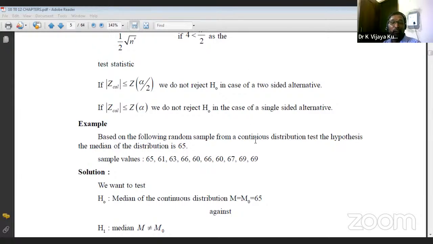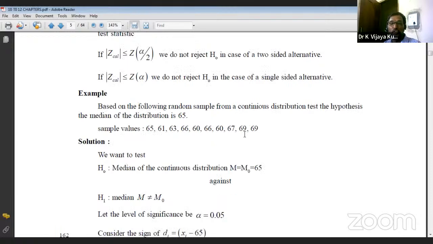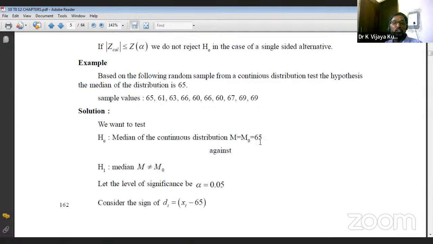Based on the following random sample from a continuous distribution, test the hypothesis that the median of the distribution is 65. The numbers here are 65, 61, 63, 60. So we want to test the median of the continuous distribution.